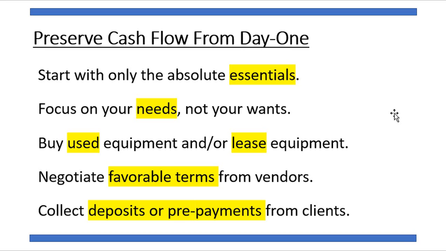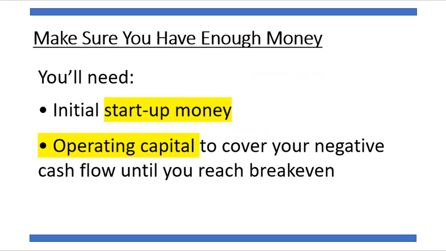Another great way is to actually get startup money from your vendors by them giving you payment terms that, for example, you order something and then they give you 30, 60, 90 days to pay for it. That'll help with your cash flow. And also on the flip side of that equation, collecting deposits or prepayments from clients will help reduce the amount that you need to start up.